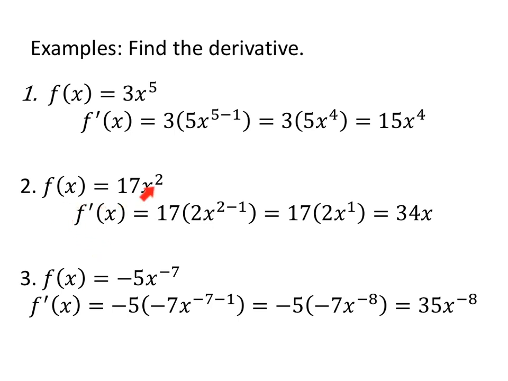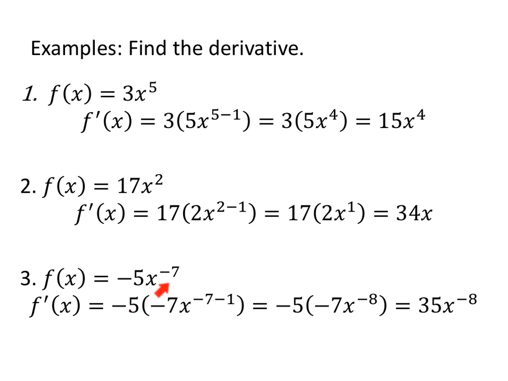F of x equals 17x squared. We're going to leave the 17 alone. When I take the derivative of x squared, I bring down the 2, x to the 2 minus 1. That's 17 times 2x to the 1st power. 17 times 2 is 34, and we rarely write a 1 as an exponent. It's kind of understood, so we'll call that 34x.